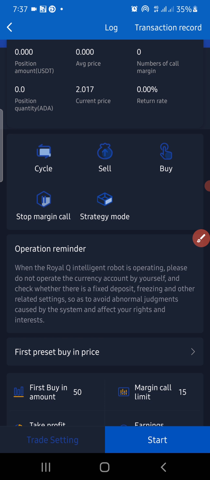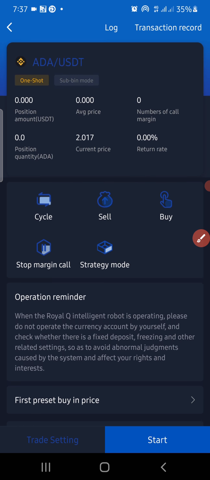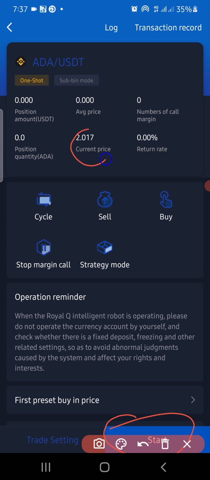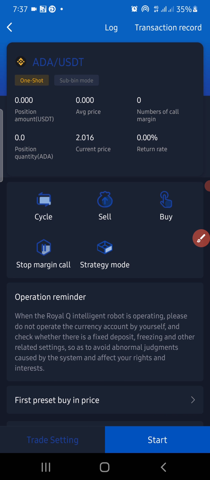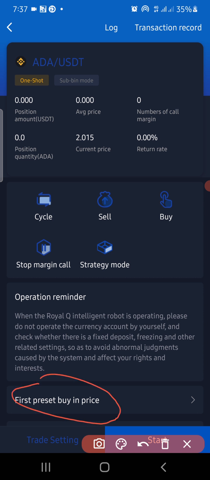Otherwise, if you feel the price of the coin you are interested in trading is too high, and you want it to come down a little bit before you start trading, what you need to do is come here, first preset buy in price. You want to tell the bot that you don't want to buy at 2.014, you want to buy at 1.8. So once the price decreases to 1.8, buy into the market and start trading for me.